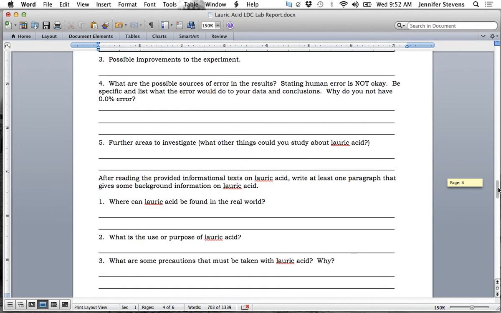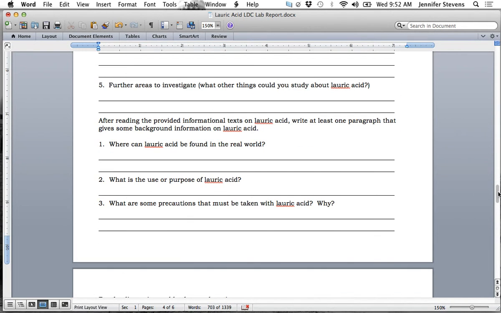Now, once we get to this one, we can actually start using some of those informational texts. But what other things could we study about lauric acid? So just suggest something. The final 3 questions are really based on the informational texts about lauric acid. And so I should have one paragraph with the first 5 questions, and it can be more. And then I should have one that gives us some background information on lauric acid.